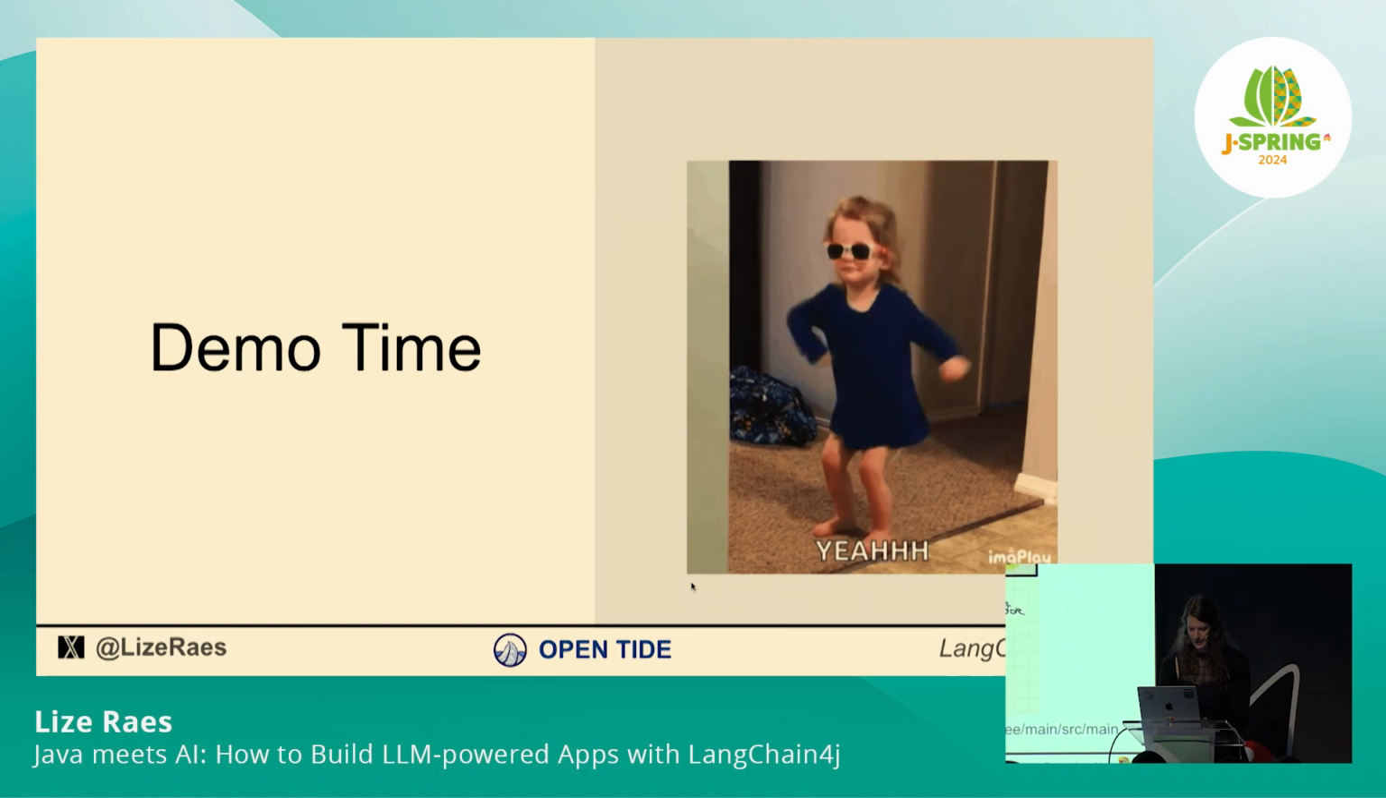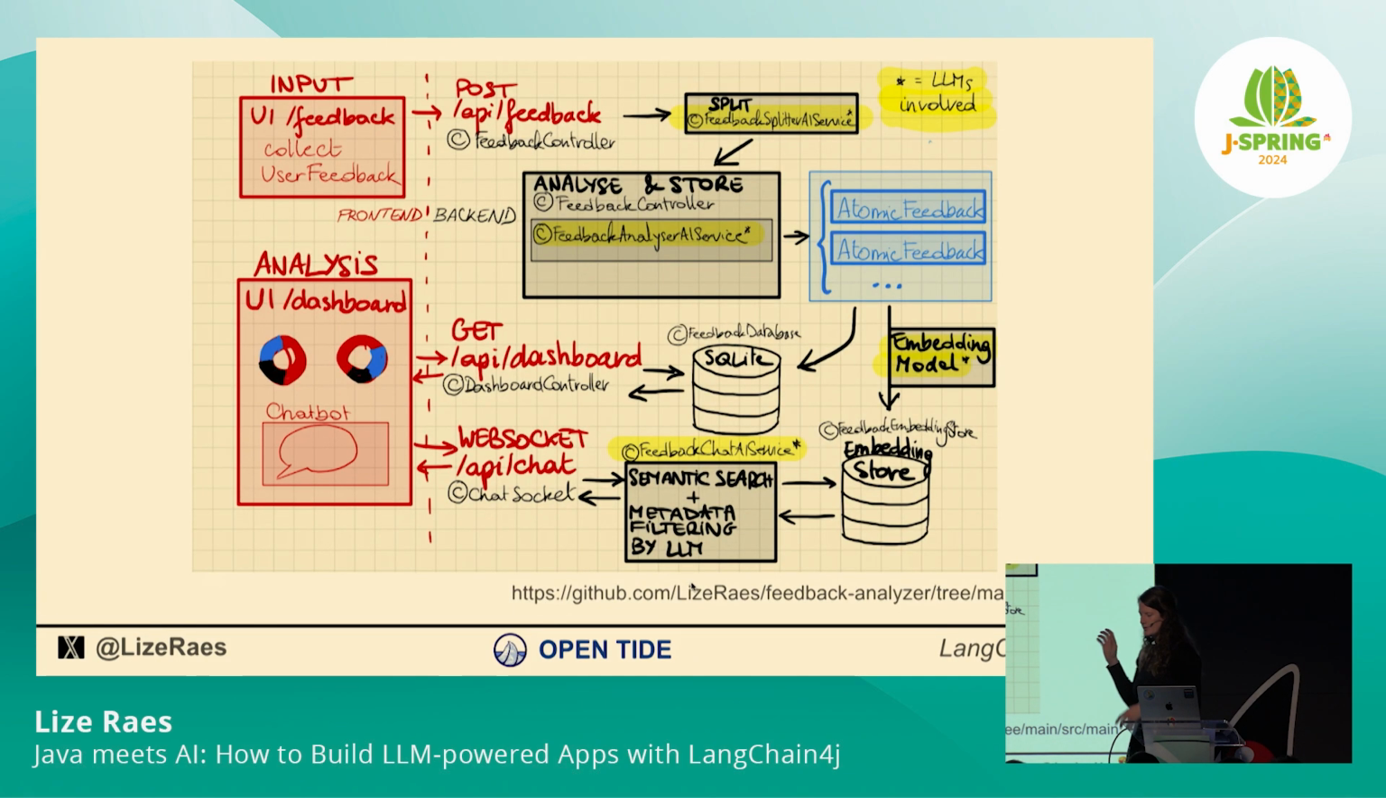So while it gets up, I show you, it's open source, this one, so you can find it on my GitHub, feedback analyzer. Ignore the tree, I should get that off. There's LLMs involved in multiple steps here. So first thing is we collect user feedback. Maybe you remember it from before.